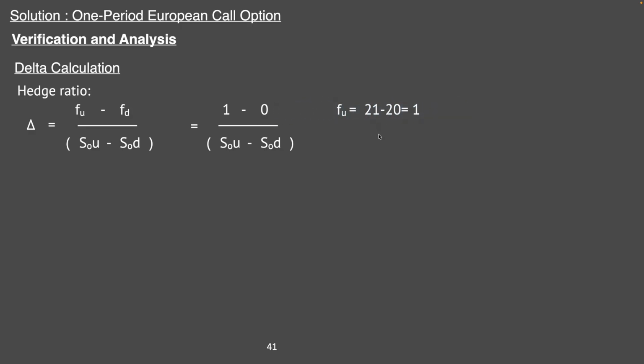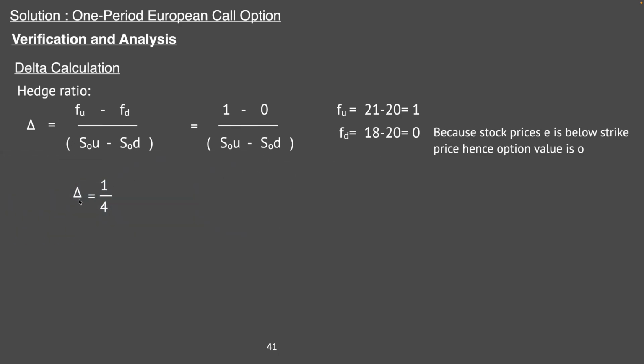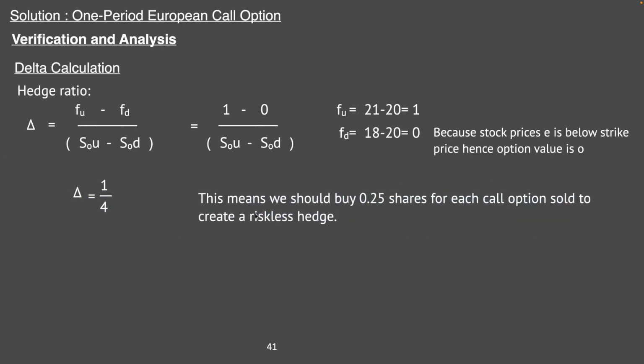Now how do we verify it? We can calculate the hedge ratio using the formula. This is called delta. Delta is nothing but the change in the price of the option with respect to the change in the price of the underlying. So here FU minus FD is the change in the price of the option, divided by S0U minus S0D, which is the change in the price of the underlying. If we substitute these values, we get the value of delta as 0.25.